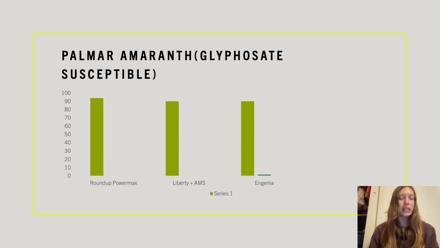So since we see the statistics are similar on the application, the most important thing to look at after this is the price. For instance, the Roundup PowerMax is going to be treated at $4 an acre. The Liberty is going to be treated at $13 an acre, and the Engenia is going to be treated at $10 an acre. So when we see that they all have the same effect on the weeds, what we would want to go with is the Roundup Premium because the price is the lowest.